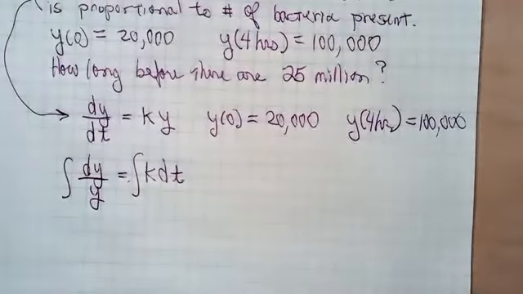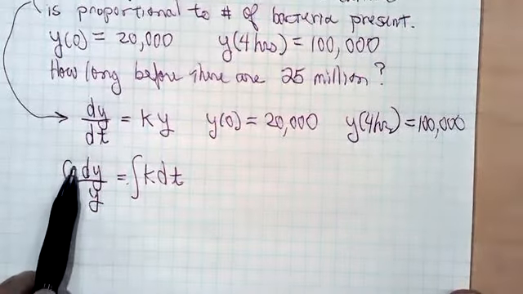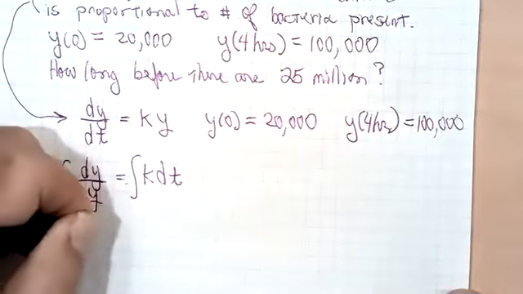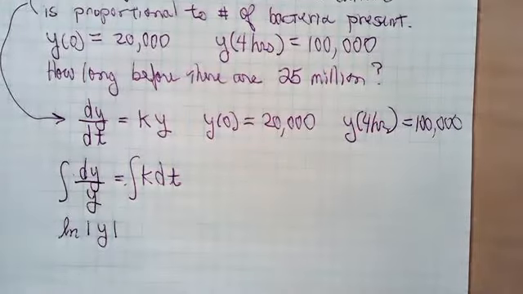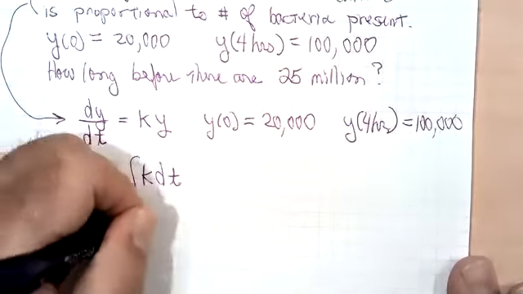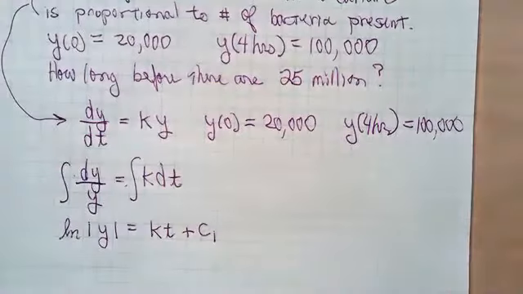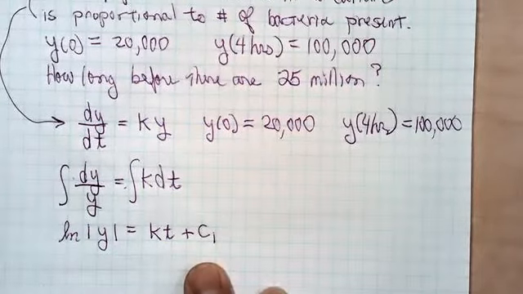And what I'm going to do is simply take the antiderivative of both. And now I think back to my calculus formulas, and the antiderivative of 1 over u du is the natural log of the absolute value of u. So that's log absolute y equals kt plus some constant. Okay, so far, looks like that constant could be pretty much anything.